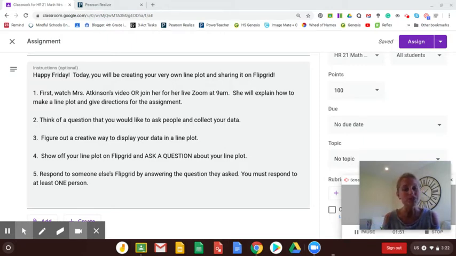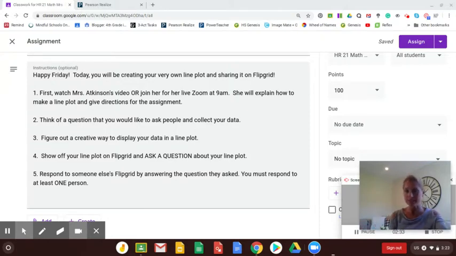All right. Once you've figured out what question you're asking and you've collected your data, you're going to figure out a way to display it in a line plot. And here's the fun part. You can be pretty basic and just simply draw your line plot on a blank piece of paper and call it a day. That would be fine. Or you can get even more creative and do a life-size line plot. You can use different things or objects around your house to be the dots or the X's. You can make it really big, or you can make it small. You can do really whatever you want.